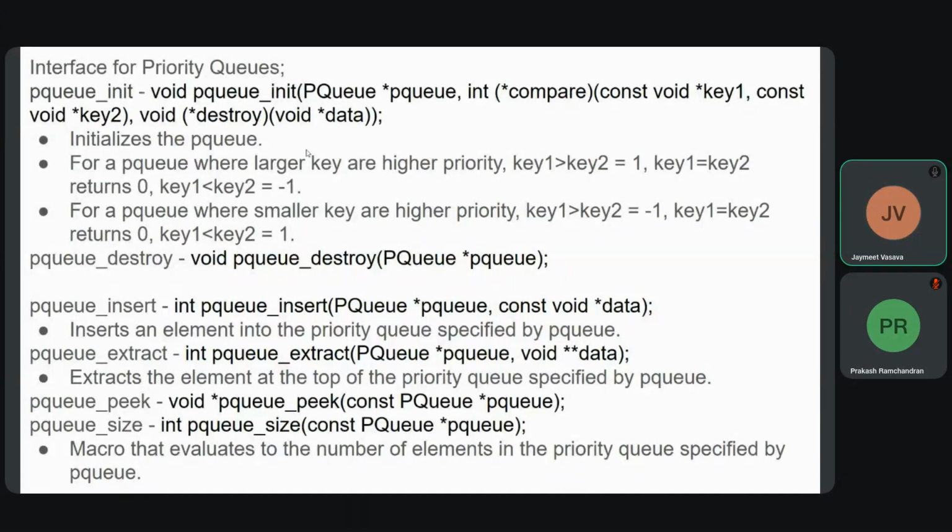Then priority queue destroy is basically the function to deallocate the memory. Then queue insert inserts an element into the priority queue specified by PQ. Then PQ extract is for extracting the top element from the priority queue specified by the PQ. Then PQ peek for peeking at the value, and PQ size for giving us the size of the specified priority queue.